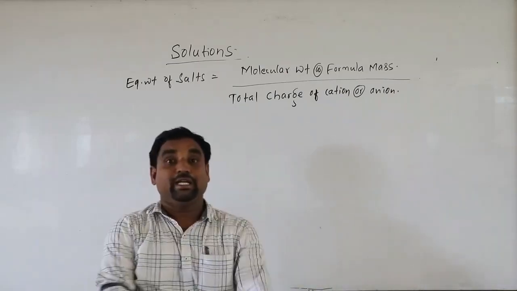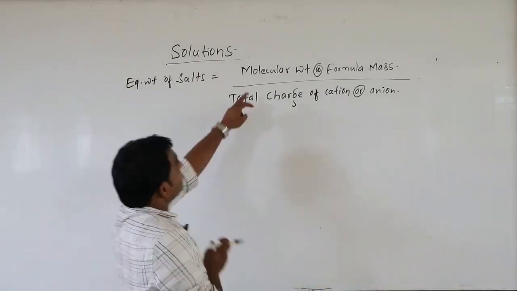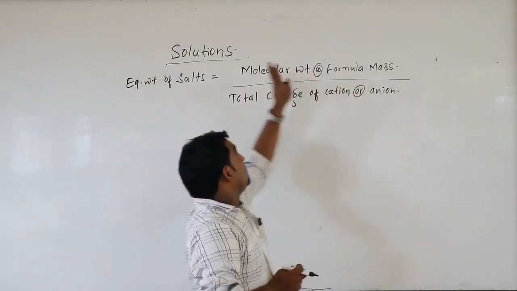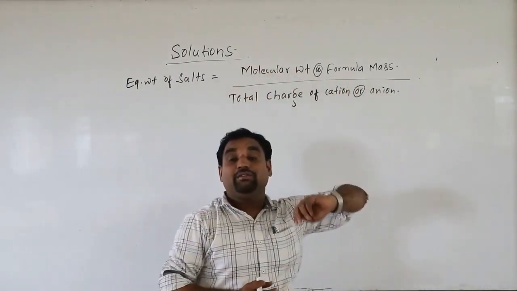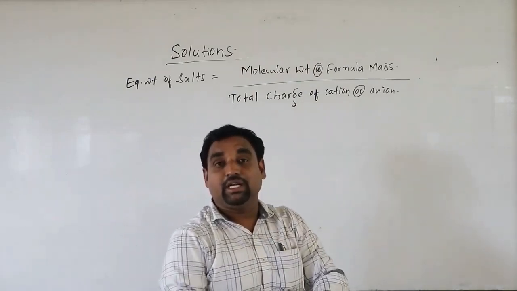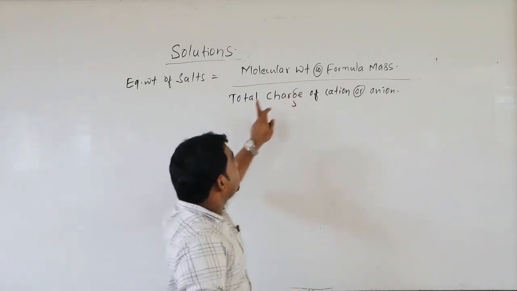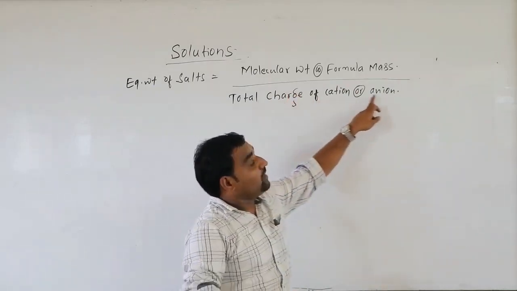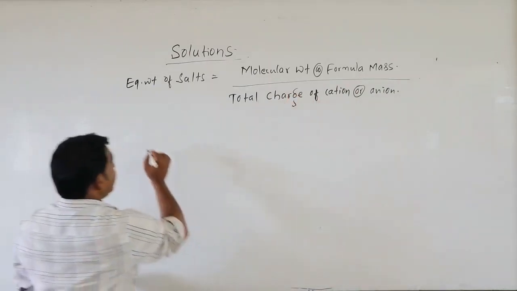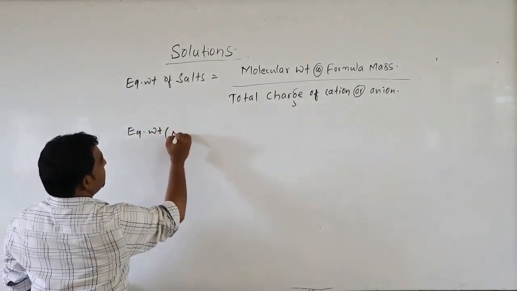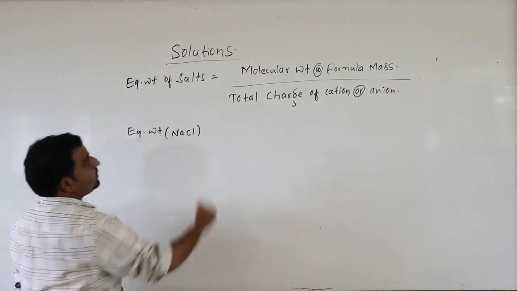The equivalent weight of a salt can be calculated by dividing the molecular weight, or formula mass, by the total charge of the cation or anion. Formula mass is used here because salts have a crystal lattice structure, as you already know. For example, take the equivalent weight of a salt like sodium chloride.